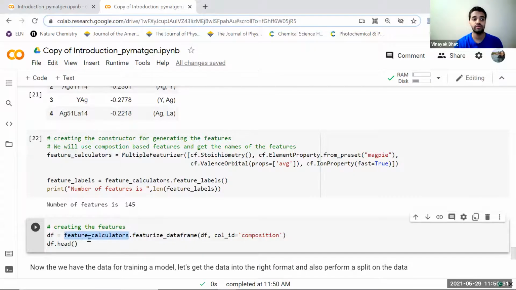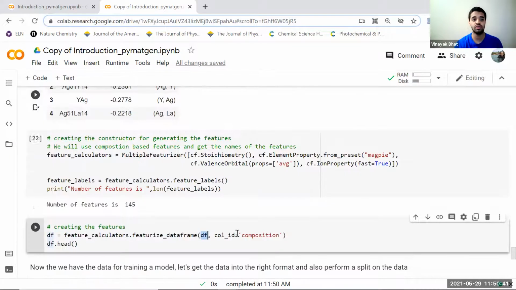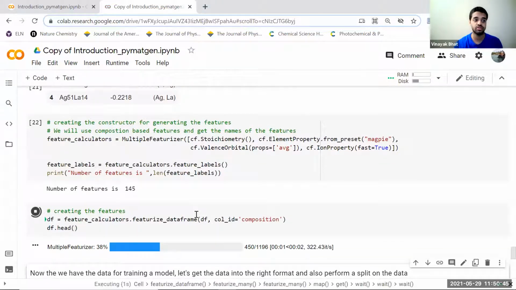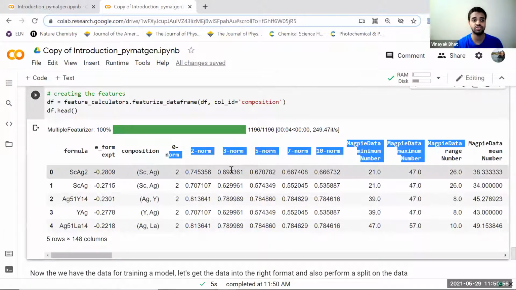So the feature calculator is this thing, featurize dataframe, and the input is composition for this. Input column is this composition. So we say column ID is composition, and then we get the descriptors, the features back. Now it is generated, you see. So we had these 3 columns, and these are the 145 features that we have now.